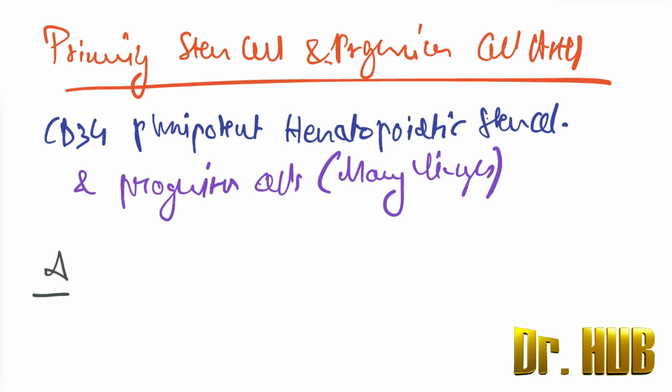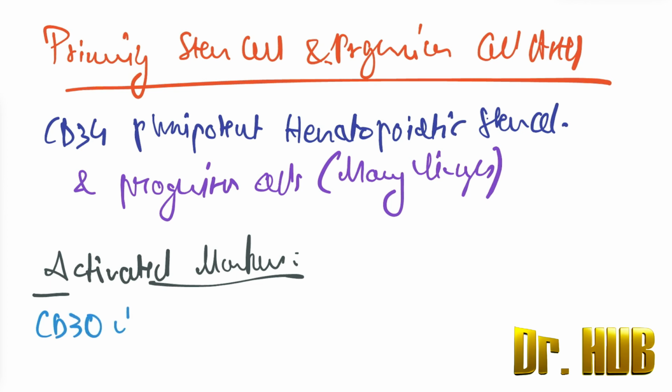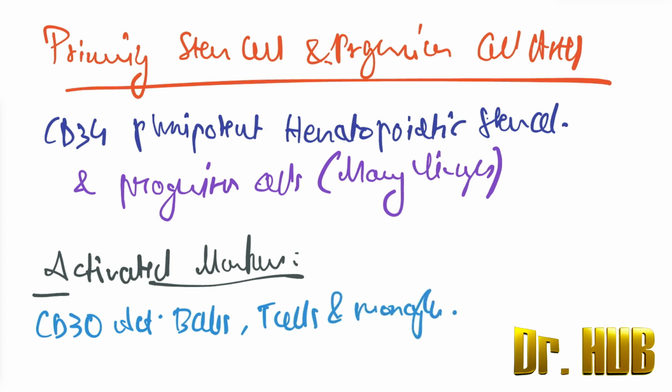Next, we look at the activated markers. This includes the CD30, found on activated B cells, as well as activated T cells and monocytes. It is also found on the Reed-Sternberg cells and their variants.